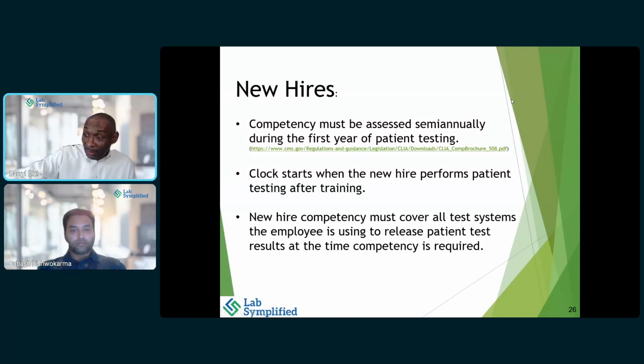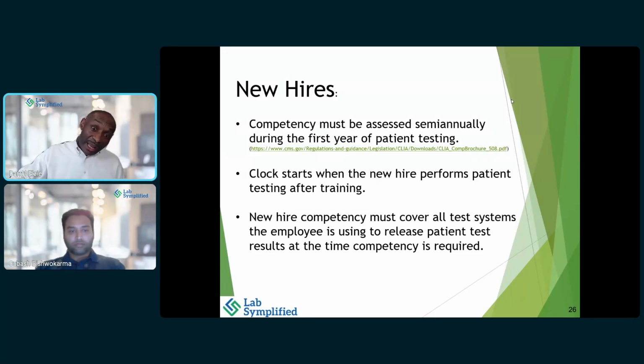And then the new hire competency must cover all test systems the employee is using to release patient test results at the time the competency is required. So let me tell you about that. When we were talking about urines, they started testing right then. We got them through there. They were wonderful, a superhero type tech. It only took a day to get them through. They read their SOPs and they went in there and did the urine. So you had a small urine department. They got it done, you sign them off, you put them on the staff. Okay, that clock started, right?